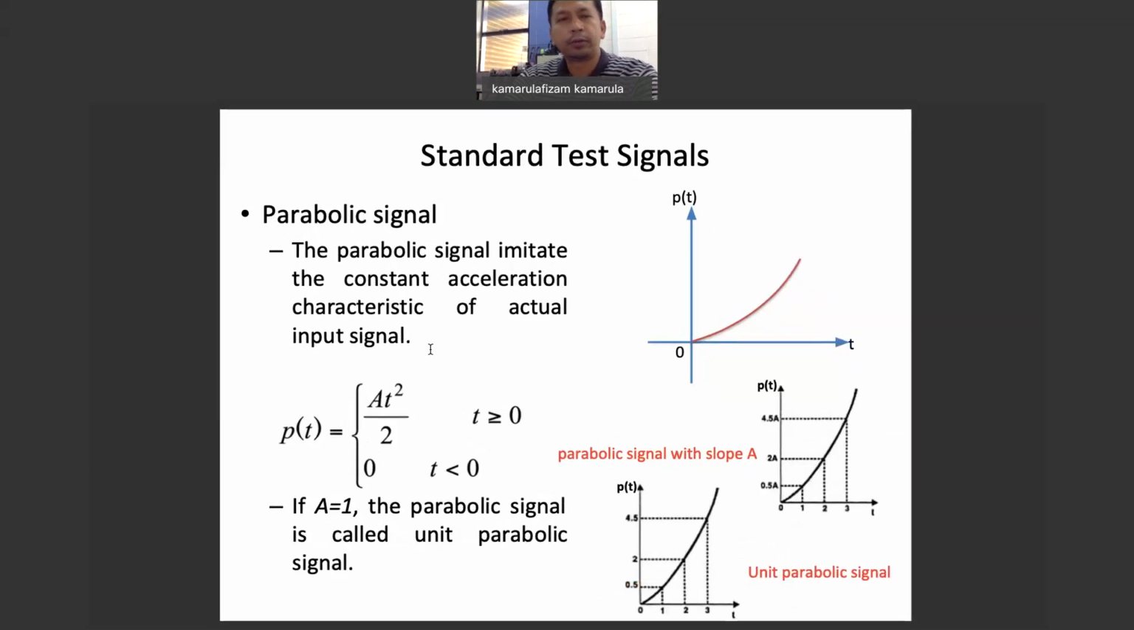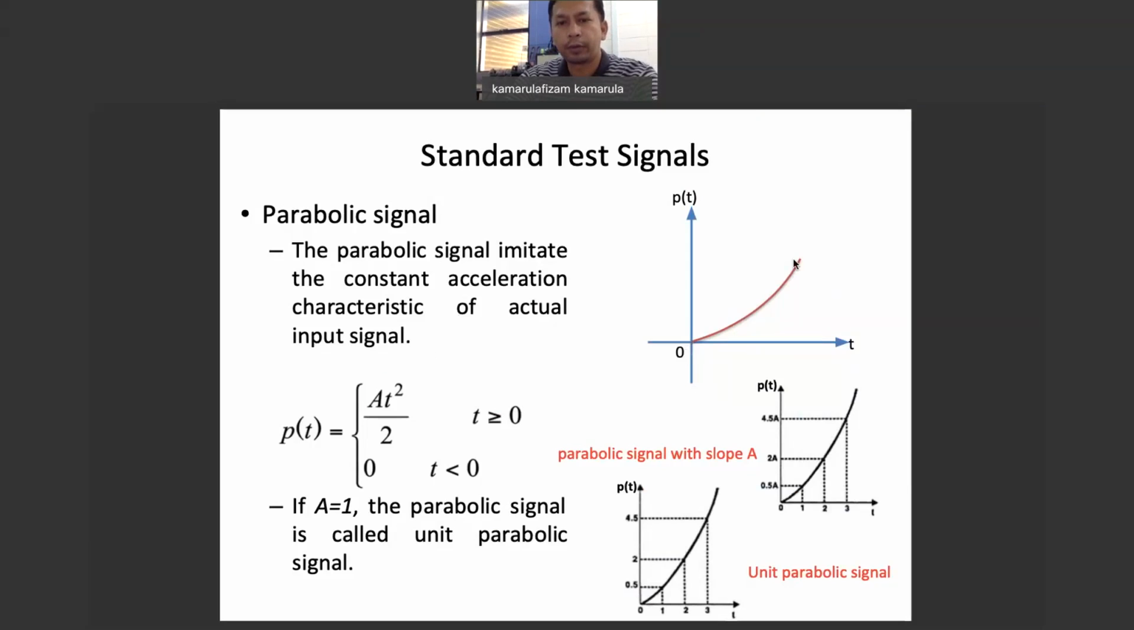Another test signal that I want to introduce is the parabolic signal. The parabolic signal basically imitates constant acceleration of the input, and this parabolic signal takes the magnitude of At squared over 2 when t is equal to or more than 0. You can see the response and the graph represent some kind of constant acceleration, one of the input signals that you can use to test the stability or the time response of the control system that you build.